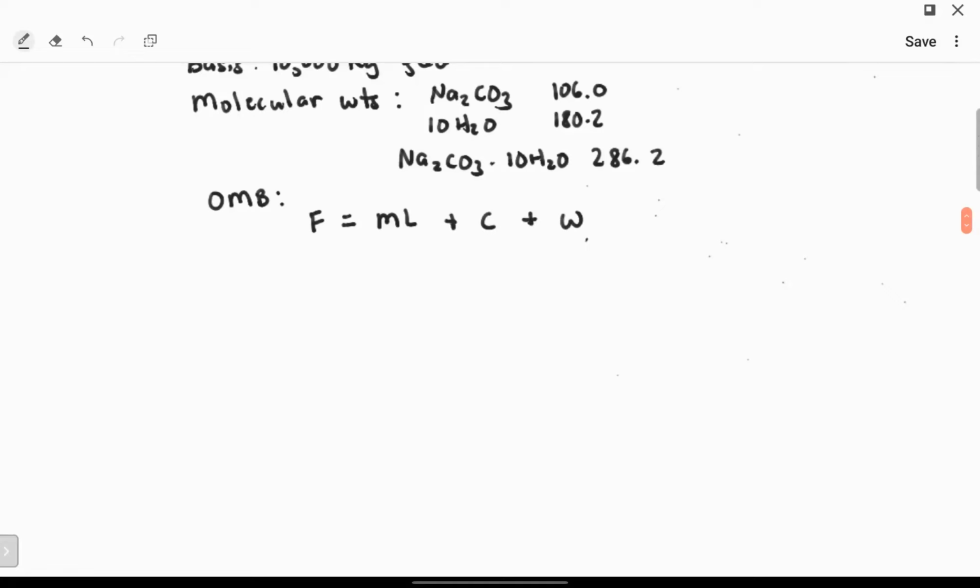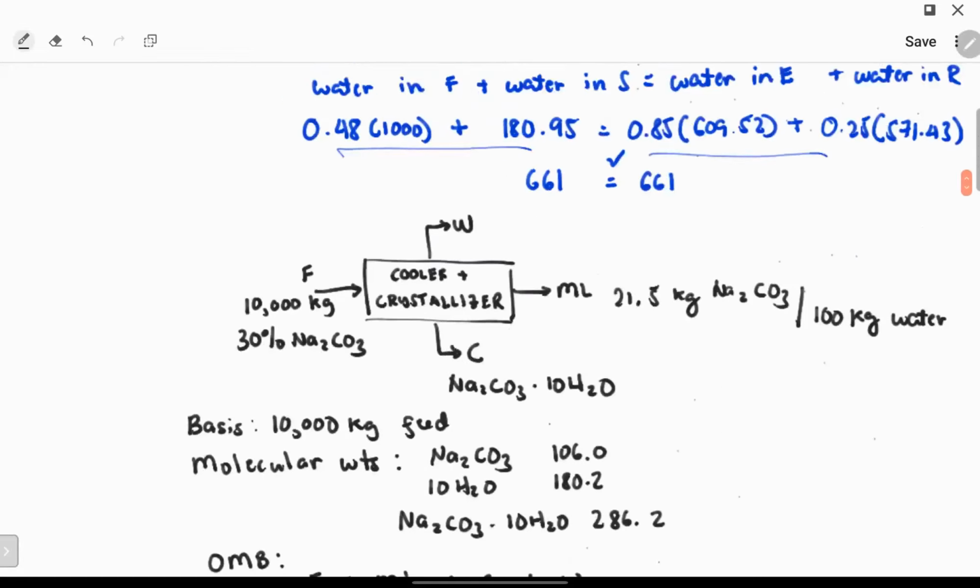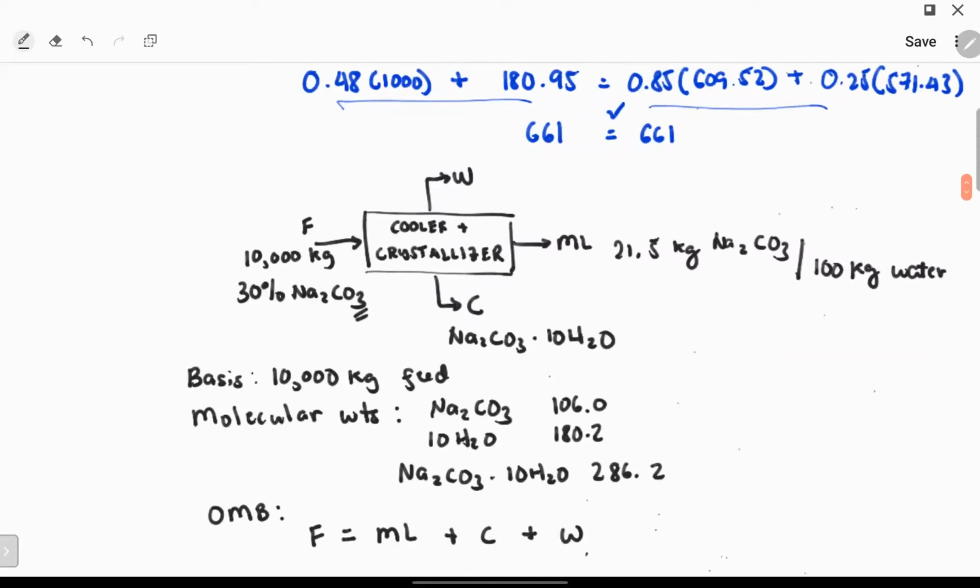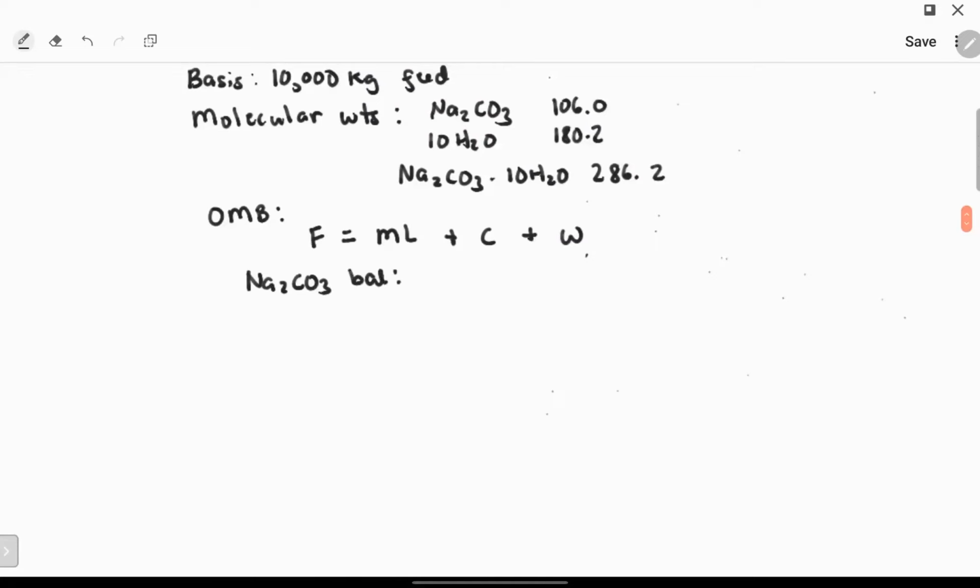Now, next is component balance. Okay? So anong component na pwede natin gawa ng balance? So pwedeng yung salt, pwedeng water, okay? Pwede rin kaya ang decahydrate. So let's see. But I would use for now yung salt. Okay. Na2CO3 balance. So if you do this, okay, that would be salt in F equals salt in ML plus salt in the crop plus salt in the removed water. Okay.